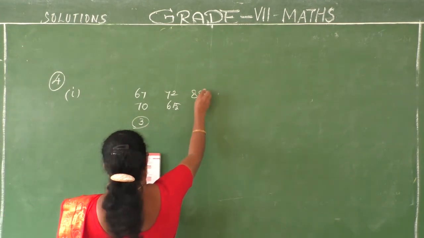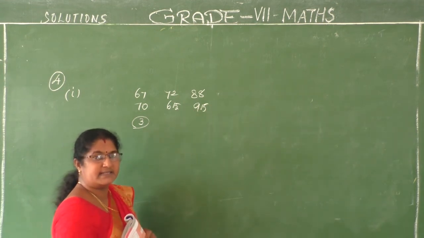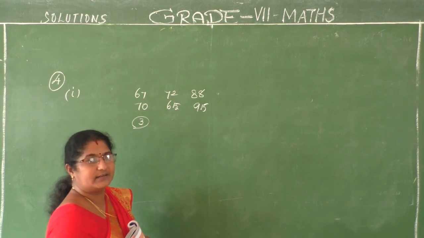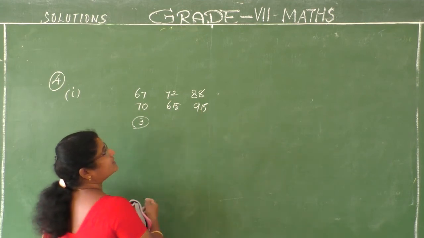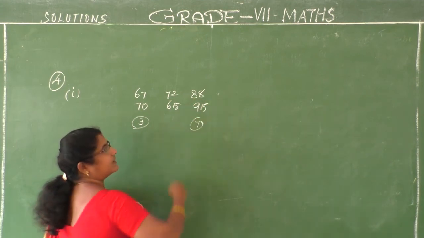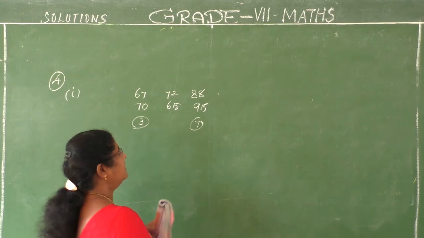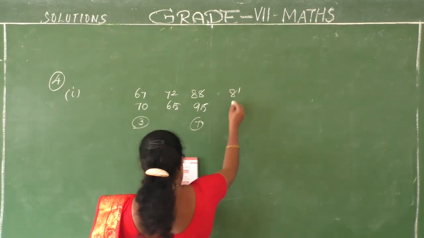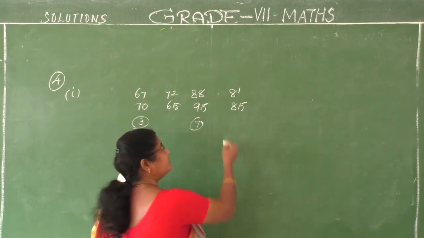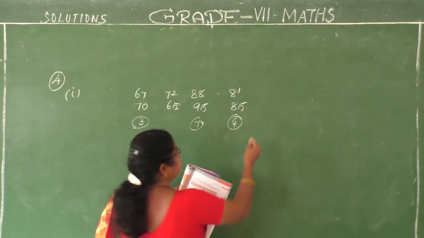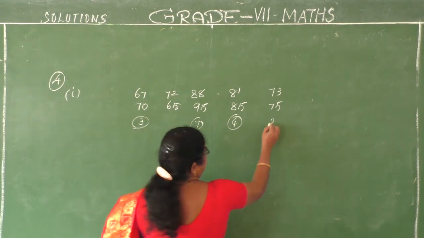In maths, 88, 95. In this, the performance is improved. In the second term, the student improved. So how much improved? When you subtract these two, from 88 to 95, 7 marks increased. Then science, 81, 85. Here also the second term improved. How much? 4 marks improved. In social science, 73, 75. So how much improved? 2 marks.